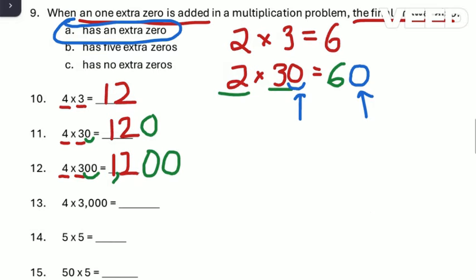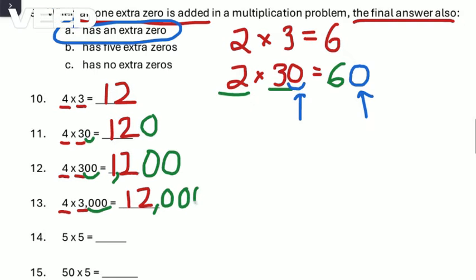How about 4 times 3,000? Let's continue the same pattern, class. 4 times 3 is still 12. However, we need to add 3 extra zeros at the end of 12 to make it 12,000.